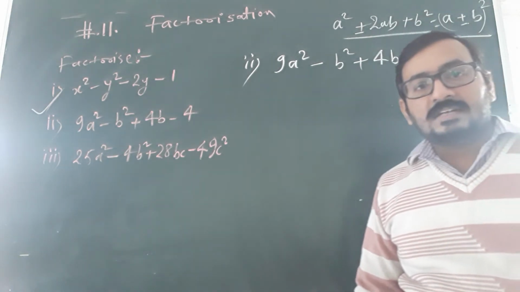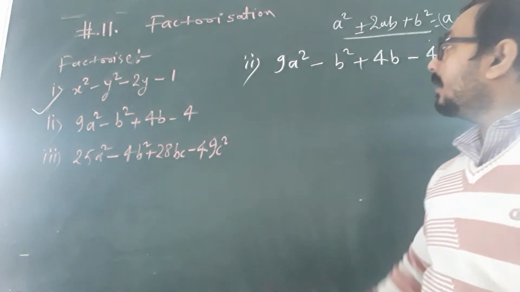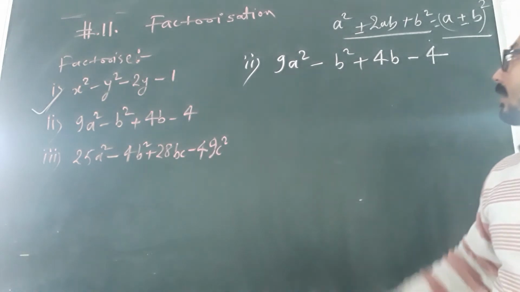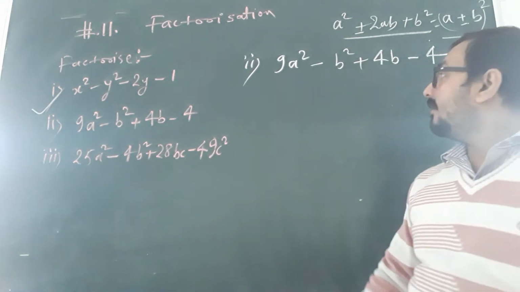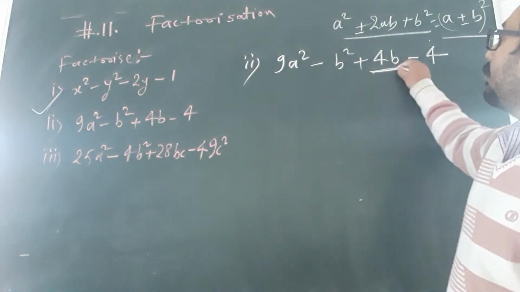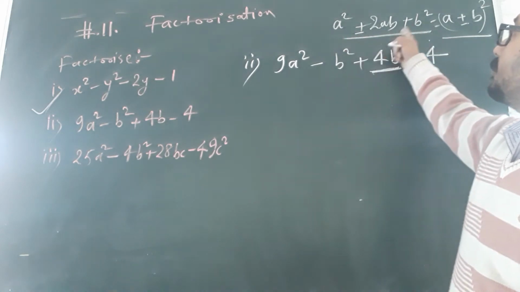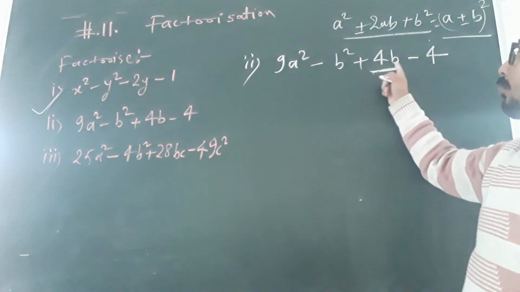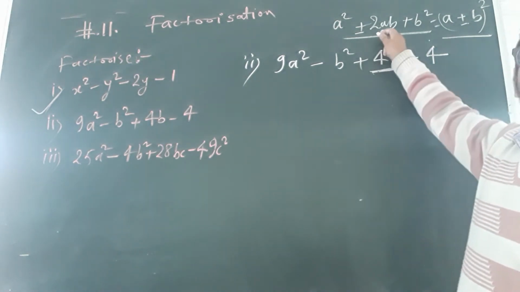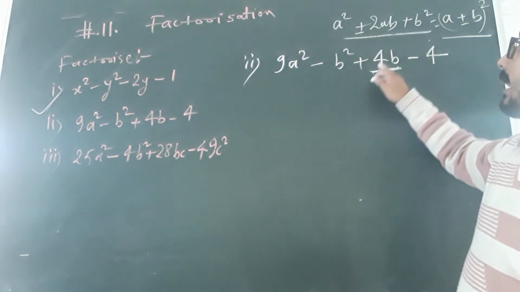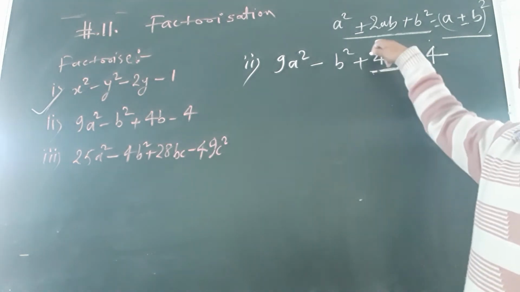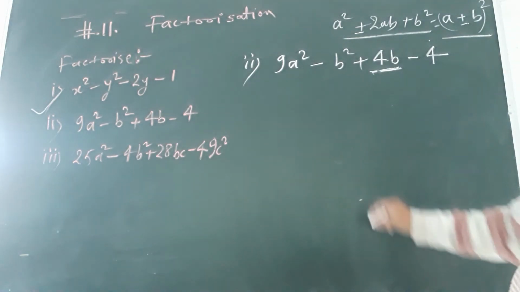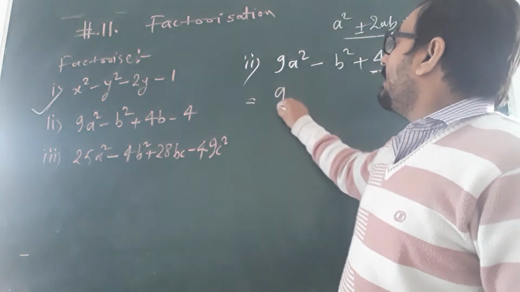Now dear, the next one is 9a squared minus b squared plus 4b minus 4. Again see here, this is the middle term of this formula, a squared plus 2ab plus b squared, 2ab. It represents an even number, 2ab. This side also 2ab, and 4 is a multiple of this 2. This is equal to 9a squared.